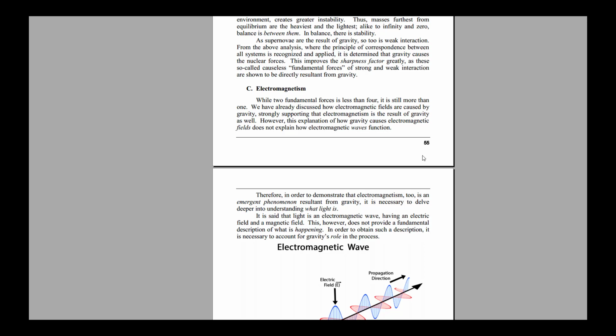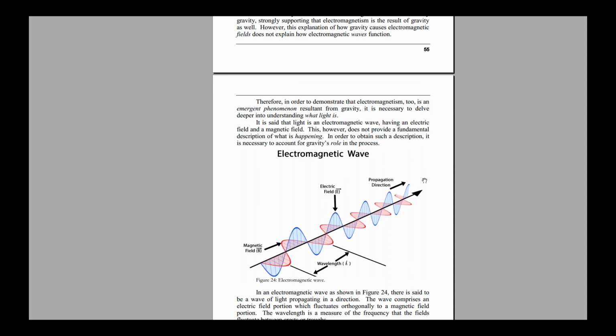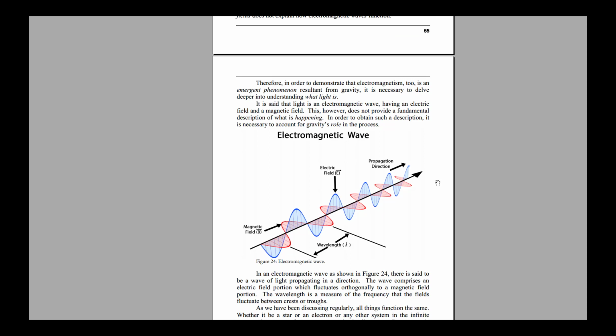We have already discussed how electromagnetic fields are caused by gravity, strongly supporting that electromagnetism is the result of gravity as well. However, this explanation of how gravity causes electromagnetic fields does not explain how electromagnetic waves function. Therefore, in order to demonstrate that electromagnetism, too, is an emergent phenomenon resultant from gravity, it is necessary to delve deeper into understanding what light is.